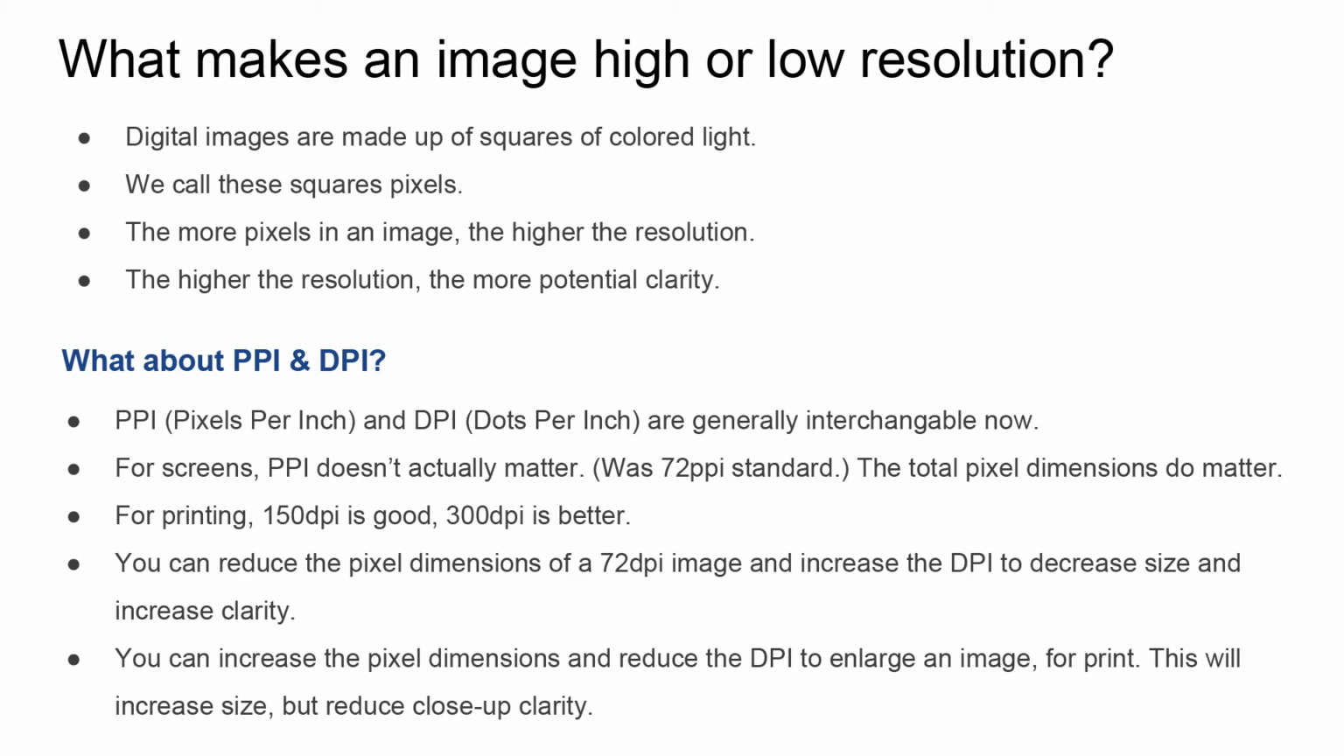Okay, PPI and DPI are completely interchangeable nowadays. Technically, PPI, pixels per inch, is for the computer. DPI is dots per inch. It's for printing. But there's not really any reason to use them differently. Different programs have different things, and I think almost all of them are pixels per inch now.